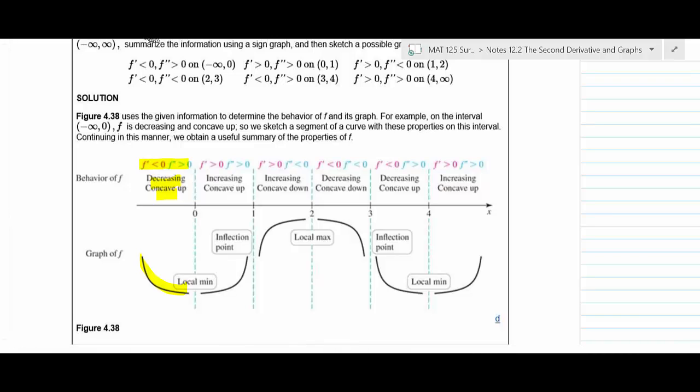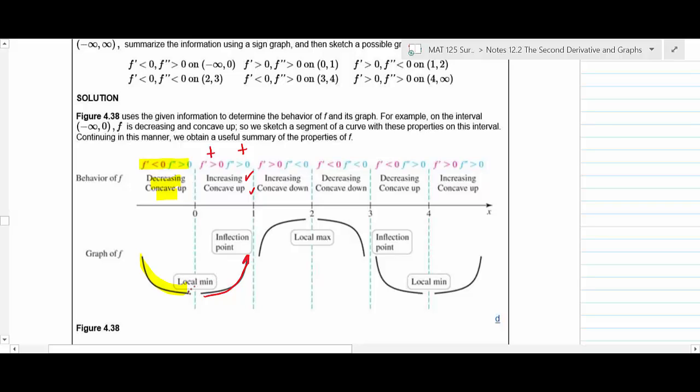Okay. Then if you moved on, here's another one. This would say first derivative's positive, that means you're increasing. Second derivative's positive, that means you're concave up. So you'd have to draw a graph like that. Does that make sense? We've already done that a little bit.